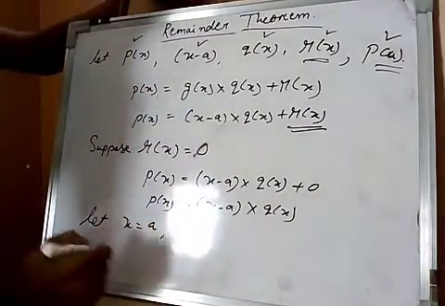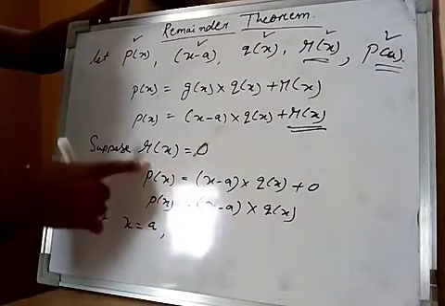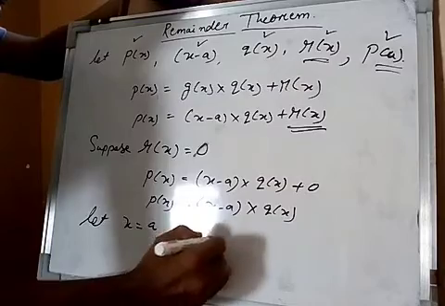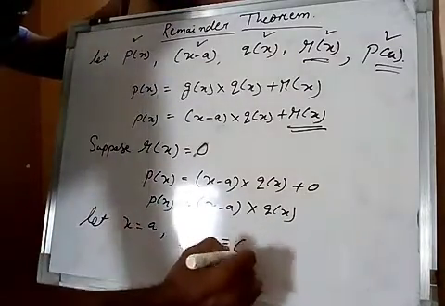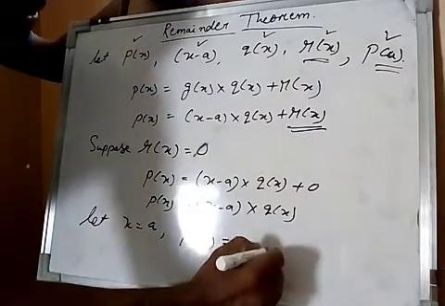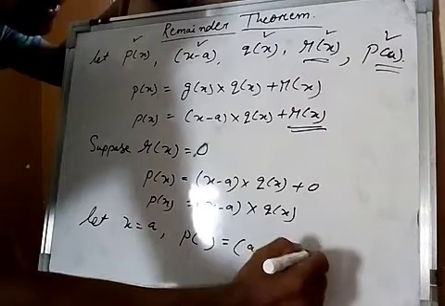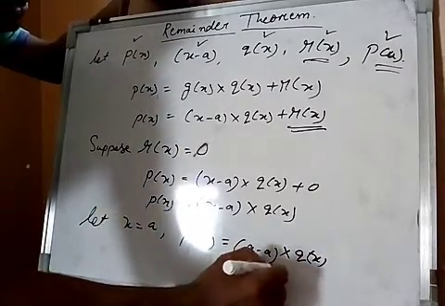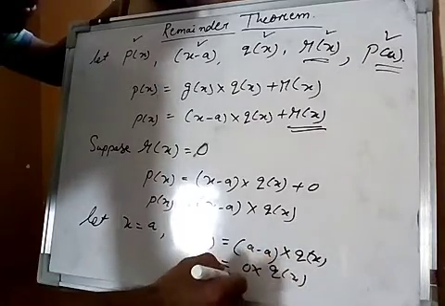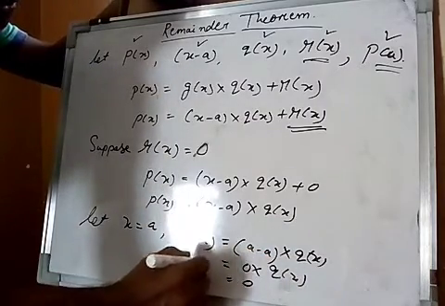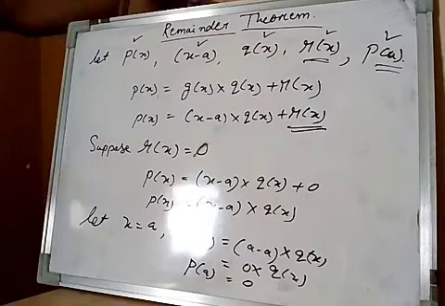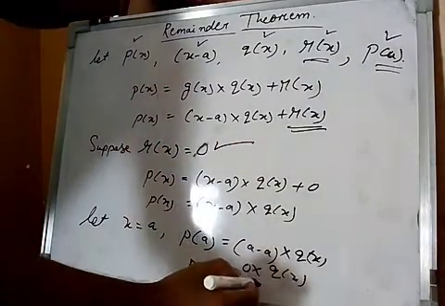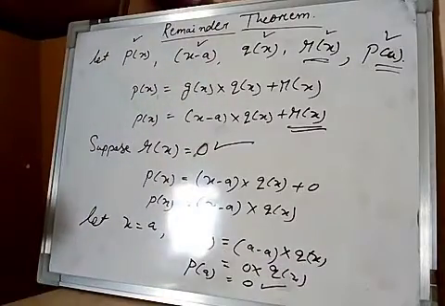So here, by putting this value x equals a in this, p of a equals x minus a, means a minus a, multiplied by qx. Then here a minus a is 0, 0 into qx is also 0. Then p of a came 0. Here the remainder rx equals 0, and here p of a also becomes 0.